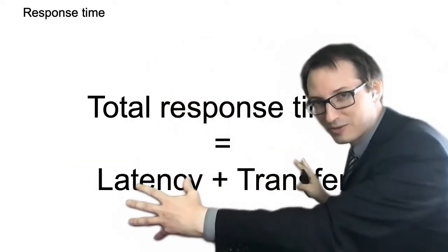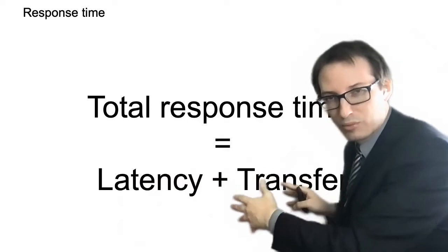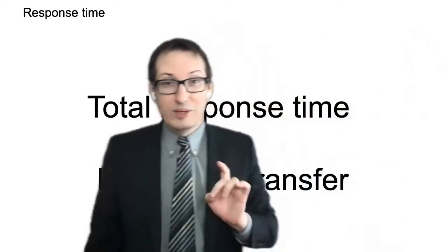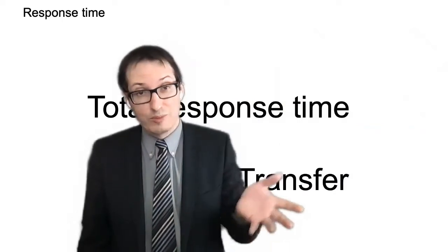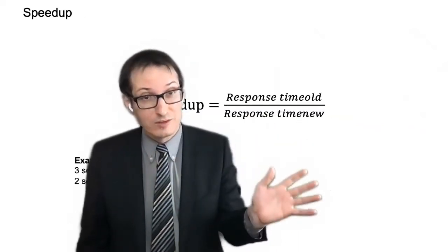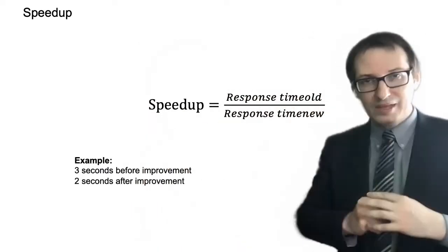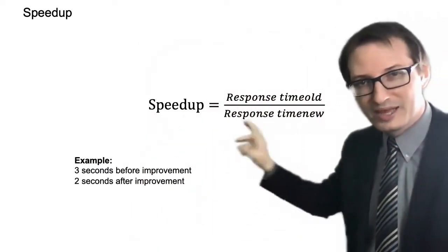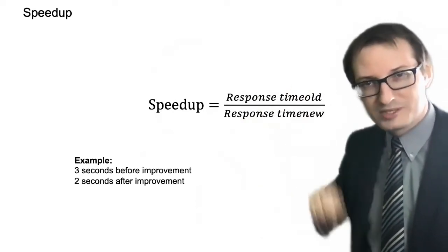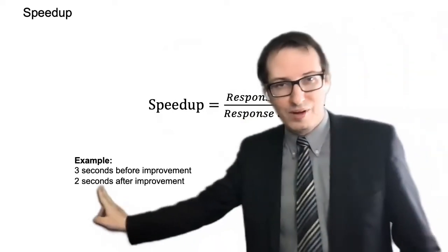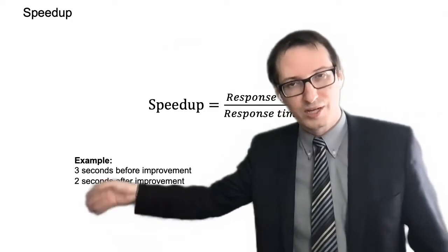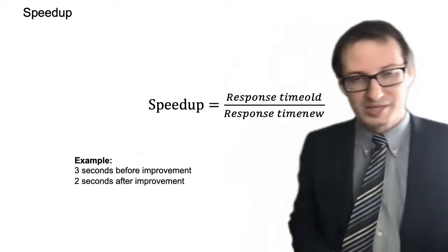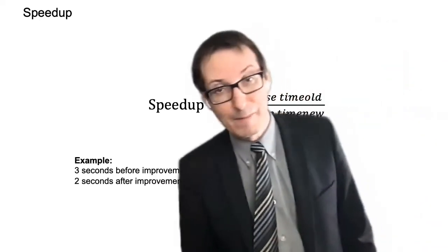So all of that together, the latency plus what we call the throughput also, is the total response time. If you manage to improve the system to make it faster by one way or the other, then you get a speed up. And how do you compute the speed up? Very easy. You just measure the time that it used to take and the time that it takes now, and you just divide. For example, if you have 3 seconds to run something before the improvement, and then you improve it and it only takes 2 seconds, what is the speed up?